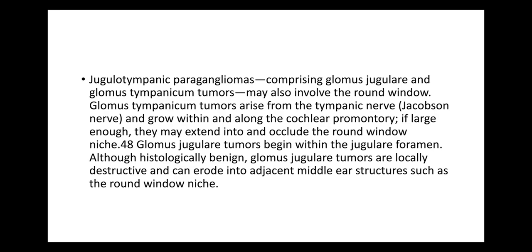Jugulotympanic paragangliomas, comprising glomus jugulare and glomus tympanicum tumors, may also involve the round window. Glomus tympanicum tumors arise from the tympanic nerve, that is the Jacobson's nerve, and grow within and along the cochlear promontory. If large enough, they may extend into and occlude the round window niche. Glomus jugulare tumors begin within the jugular foramen. Although histologically benign, glomus jugulare tumors are locally destructive and can erode into adjacent middle ear structures such as the round window niche.